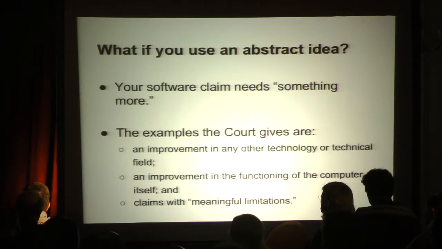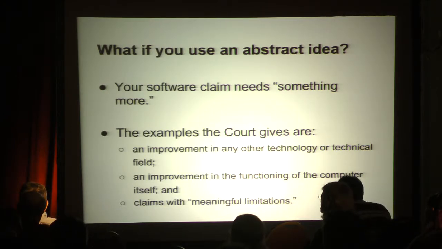So as I said earlier, even if you have an abstract idea, there's a way out. And your claim needs to have that something more. The court gave specific examples again. Without setting some general rule, they gave these examples and hoped you could sort of color in the rest for yourself. An improvement in any other technology or technological field, for example, the rubber curing. That was such a substantial improvement in the field of curing rubber that even though you may be able to couch that claim as an abstract idea, it had enough other stuff going for it. An improvement in the functioning of the computer itself, which is something we're going to talk about in a minute. And then claims with meaningful limitations, with no idea what a meaningful limitation is.